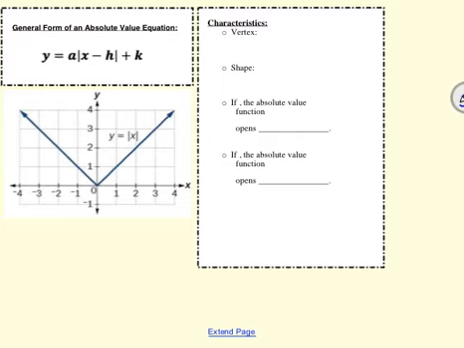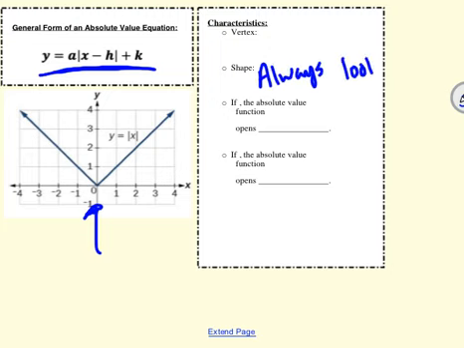This is a little hint of what you're going to do. The shape of it is always this V-looking thing. So it always looks like a V. Meaning it's either going to be that way or that way, depending on if it's positive or negative.